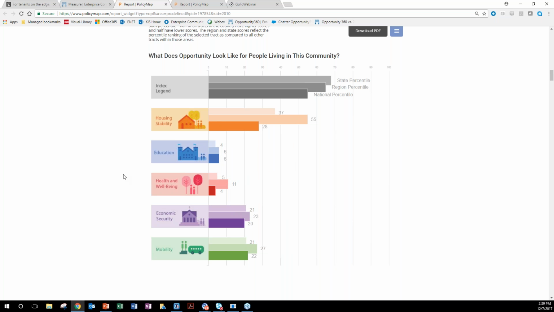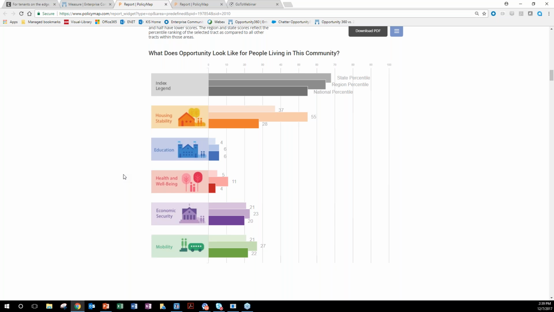The same is true in education. Education is really tough. The quality of education and educational attainment in that community is tough. Health and well-being, really tough. A little better in terms of economic security and a little better in terms of mobility. But I'd say this is a pretty tough neighborhood, not only by national standards, but even compared to the region or to the state.